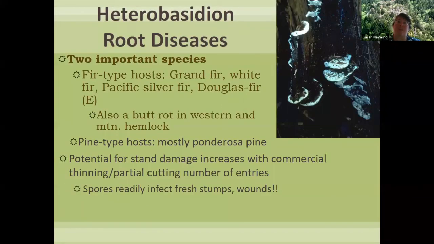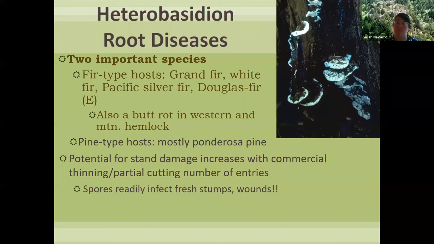So the next root disease is Heterobasidion root disease. We have 2 important species of this, one on the east side, one on the west side. We have ones that are fir type hosts, so grand fir, white fir, Pacific silver fir, and Douglas fir. It also can cause a butt rot in western and mountain hemlock. And then we have the pine type, which is mostly affecting ponderosa pine. Commercial thinning and partial cutting really increases the potential for stand damage.